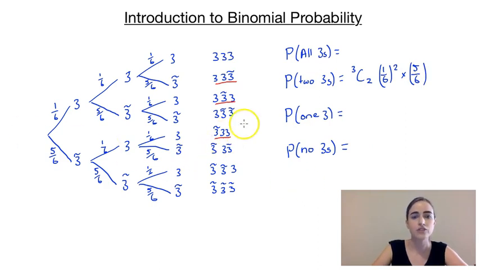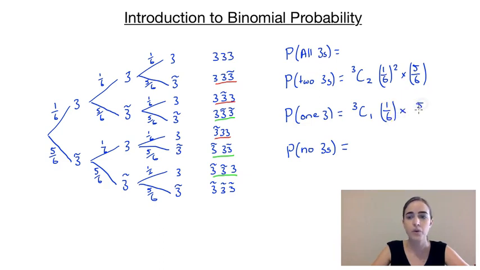Now if we have a look at the probability of 1 3, we could have that here in this one, or this one, or this one. So the probability is going to come out very similar. We're still going to have 3C, but we're only choosing 1 of them to be a 3 this time. We're still going to use the same numbers, but because we only want 1 3, we're going to have 1/6 just once, and we want 2 of them to be not 3s, so we're going to have 5/6 squared.